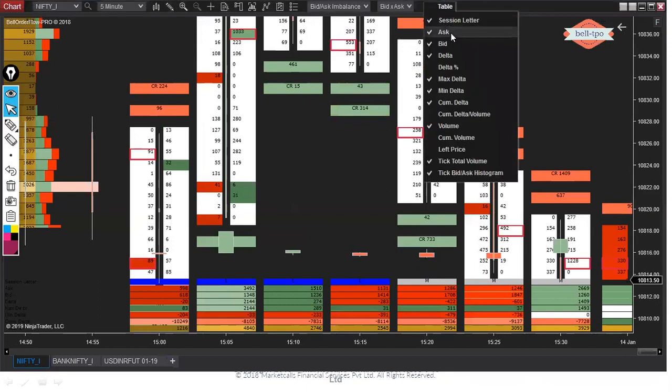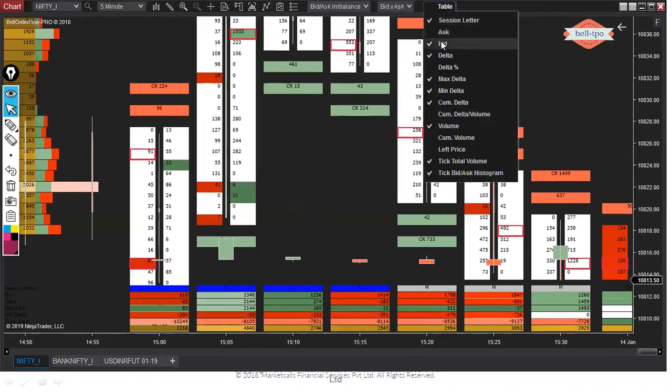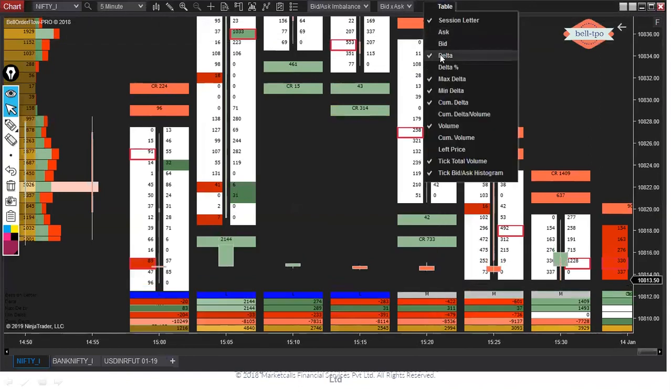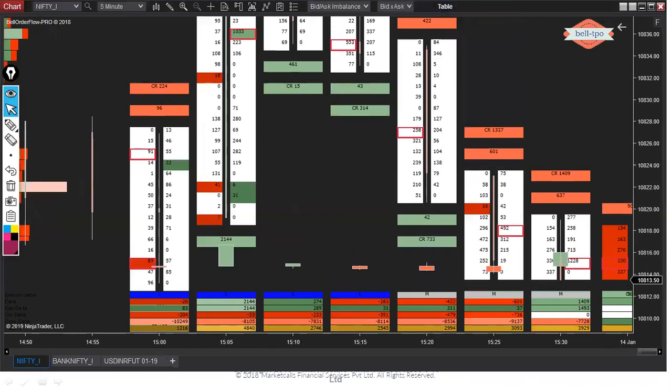And then the ask and bid talk about total buying quantity and total selling quantity, which I personally don't use. But if somebody wants to bifurcate the total volume into buyer volume and seller volume, they can use this. Personally, I don't use it. I will be using delta mostly. I'll be using delta, max delta, minimum delta, and cumulative delta. There are a lot of variables available. I'll be using volume, and I don't use total tick volume.